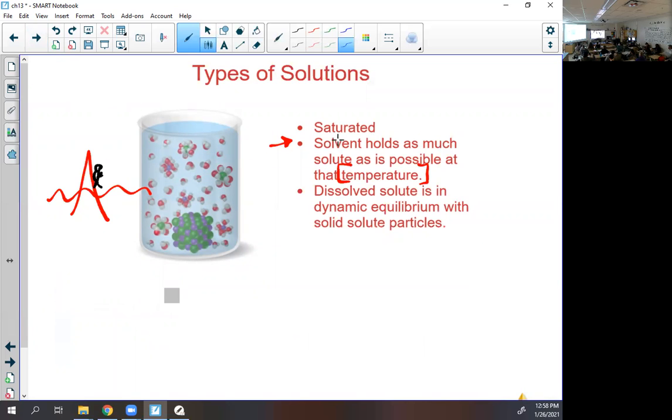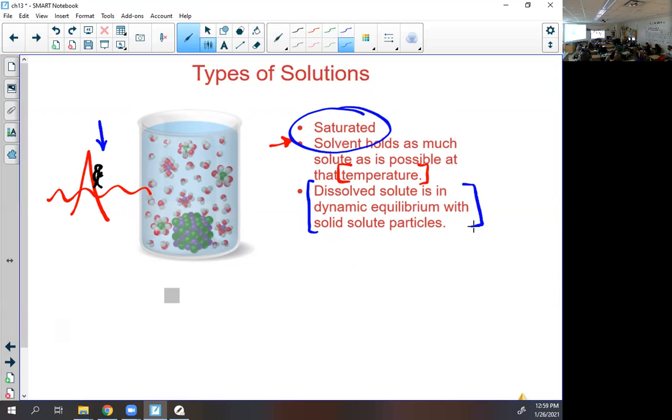Okay, I'm going fast because you're going to read. One type of solution is saturated. It means it's holding as much as it can. These are on the matching terms that you will all look at. All right, now this is a little interesting thing here.